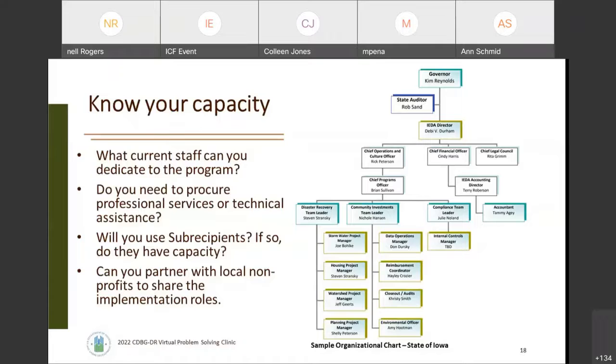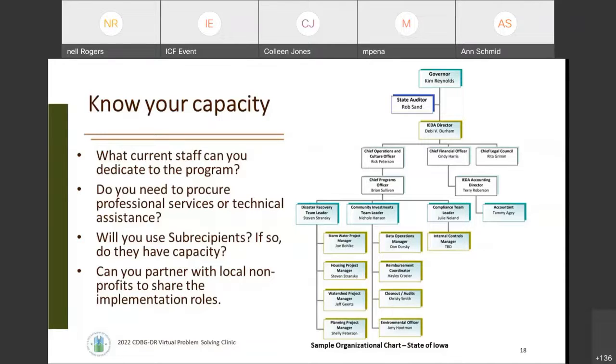Because every CDBG-DR program, every Federal Register notice outlines new rules for the game. And so making sure that you have good relationships with subrecipients and that they know that these funds are different and that these programs will be unique and will be specific to this disaster recovery effort. There are also really great models out there of partnering with local nonprofits to share in implementation roles. And so really knowing your resources and knowing who's available and who's doing this kind of work will help you with designing efficient implementation.